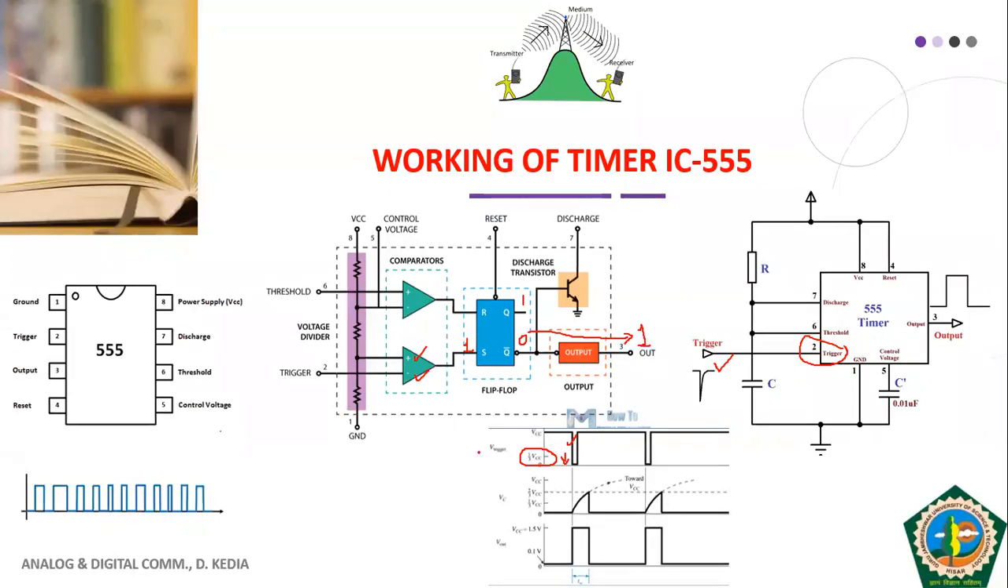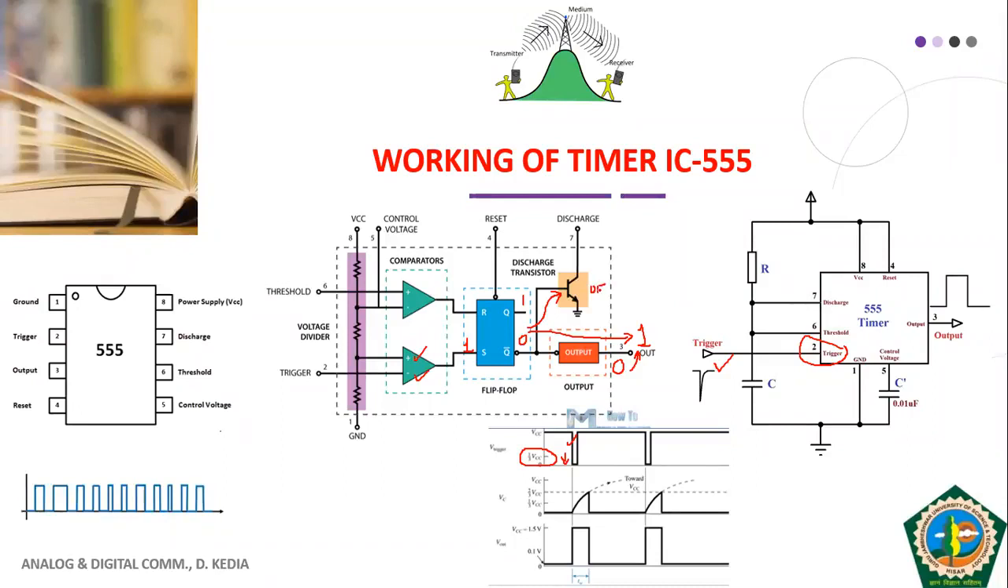As soon as your trigger pulse goes below 1/3 VCC, the output, whose stable state was 0 earlier, will change from 0 to 1. Apart from that, since it is 0, it is also going to affect the discharge transistor. So the discharge transistor becomes off.